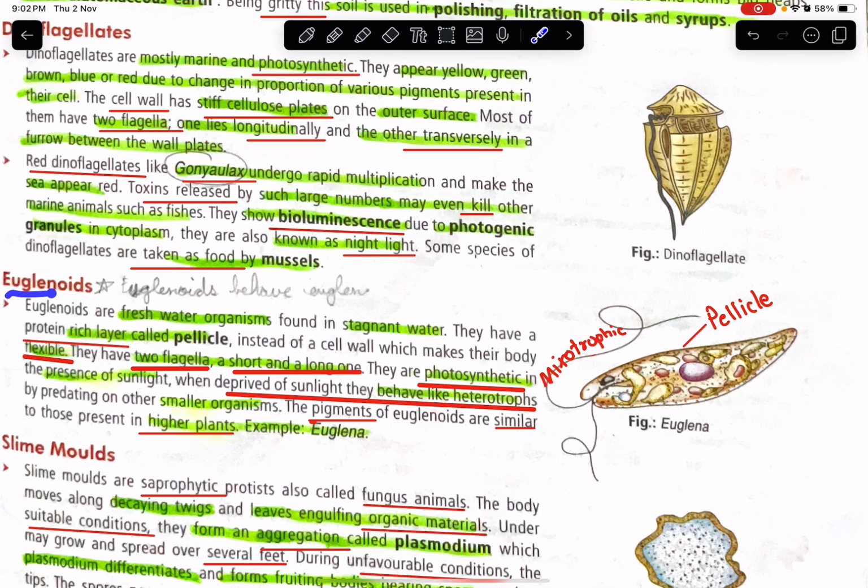Next is euglenoids. Euglenoids, you can see here in the picture, they are freshwater organisms not found in marine environment. They are found in stagnant water. The water which is still is stagnant water. They have a protein rich layer called pellicle instead of cell wall, which makes their body flexible. So I have marked pellicle here. Instead of cell wall, they have protein rich layer pellicle, which makes its body flexible.